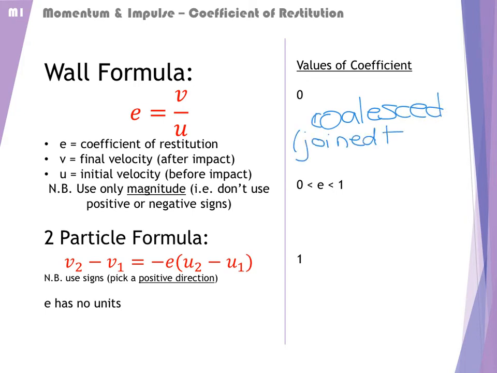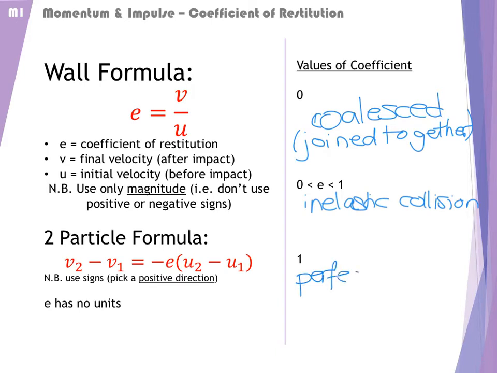Sometimes exam questions will say to write down the coefficient. So if in the question it said that they've coalesced, then you'll be able to write down the coefficient of 0, or it might say to calculate it and then say what does this mean. If it's between 0 and 1, that's just a regular inelastic collision. So that's basically your standard collision where there's been some sort of change in movement, but they haven't necessarily joined together. And finally, if you've got a coefficient of 1, that means that it is a perfectly elastic collision.